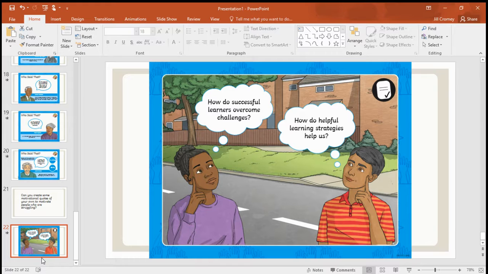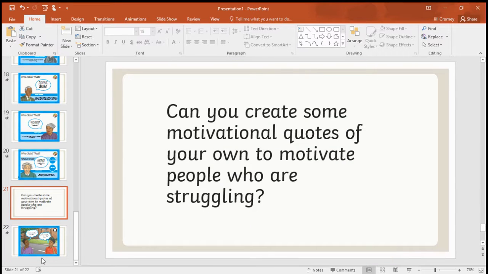Have a think back about how successful learners overcome challenges and how helpful strategies can help us, how we can think about some of those phrases. Could you come up with your own motto that you're going to say to yourself when you find things hard? Because you will find things hard.